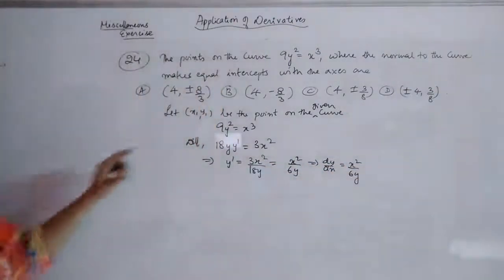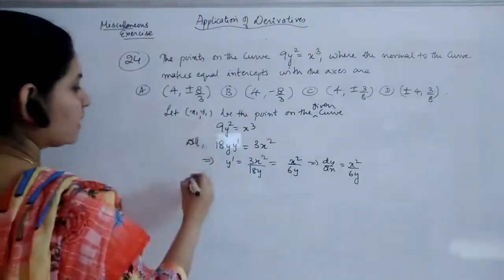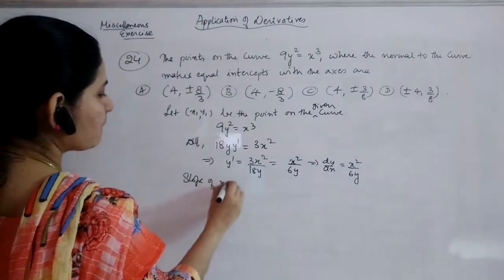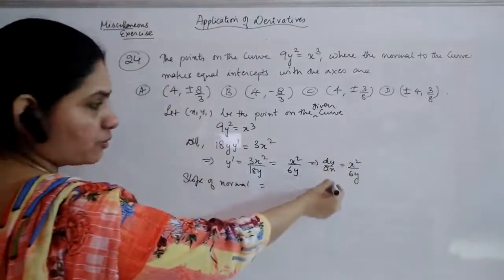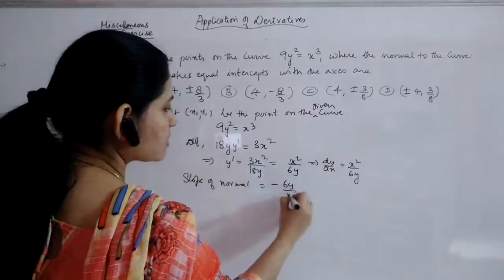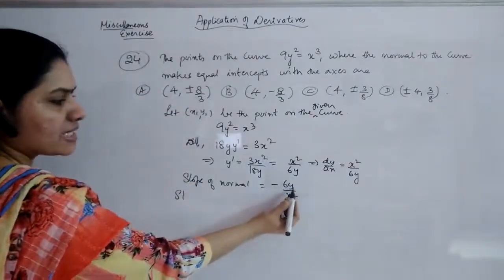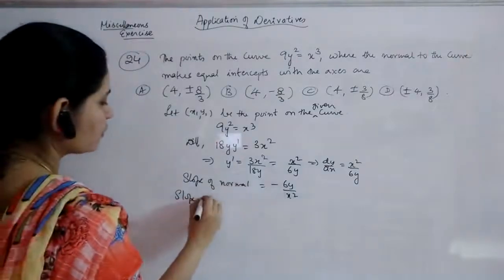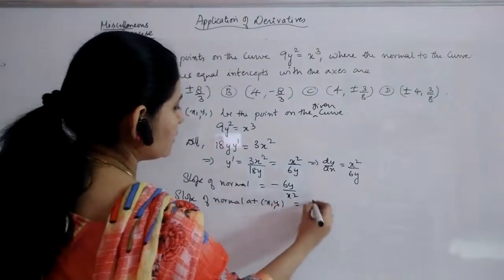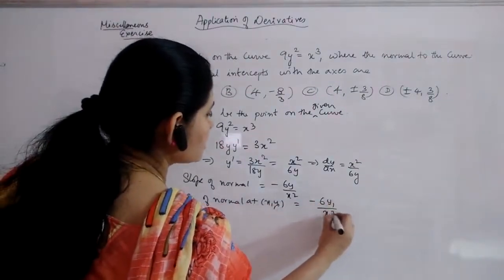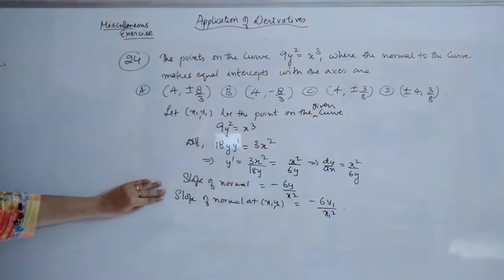And this is actually the slope of the tangent. So what is the slope of the normal? Again, I have taken the point. So slope of normal will be the negative reciprocal of the slope of tangent. So you'll get minus 6y by x square. But at the point, you can just replace x and y with x1 and y1. So slope of normal at (x1, y1) will be minus 6y1 by x1 square. Okay, so this will be acting as the slope of the normal.